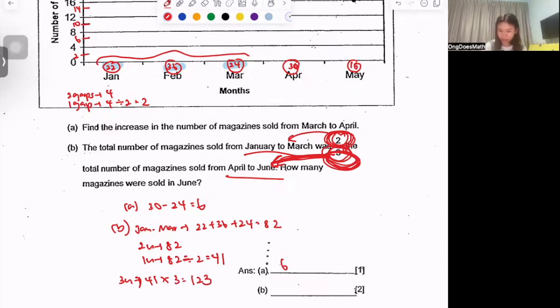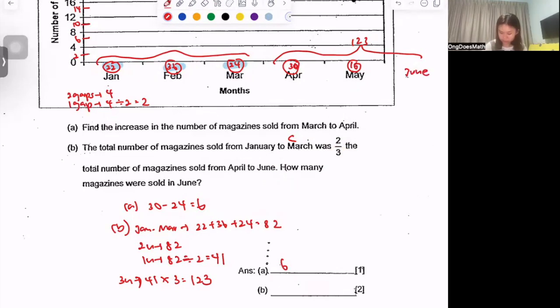So April to June must add up to 123. So they ask you to find out what June is. So we just have to take 123 minus April minus May. So 123 minus 30 minus 16. And that should give you 77. Hence, part B answer is 77 magazines.